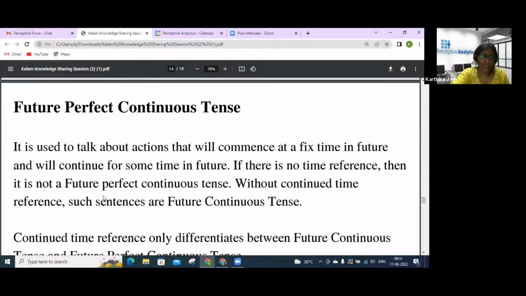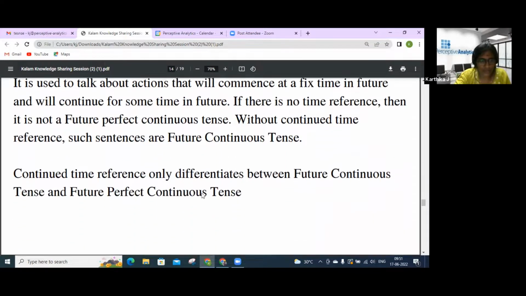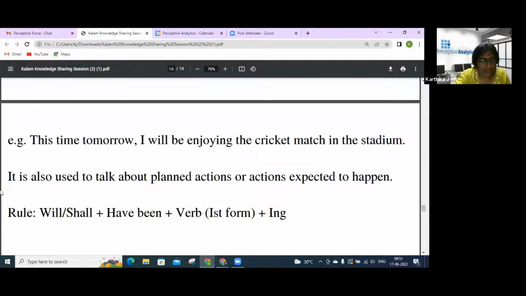And the next one is future perfect continuous tense. It is used to talk about an action that will commence at a fixed time in the future and will continue for some time in the future. So if there is no time reference, then it is not a future perfect tense; it will be called a future continuous tense. We can see an example: this time tomorrow I will be enjoying the cricket match in the stadium. Here the word tomorrow represents the future, and the continuous tense is shown by the ing verb.